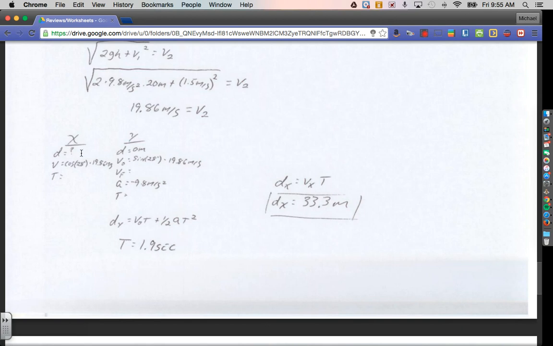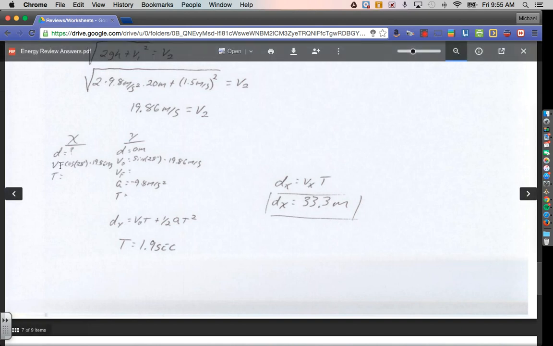Once you do that, you can go right back to the x. d equals v times t. We know what the v is because you can just plug this into your calculator, and we just solve for the time of 1.9 seconds, and that's going to give you a distance of 33.3 meters.